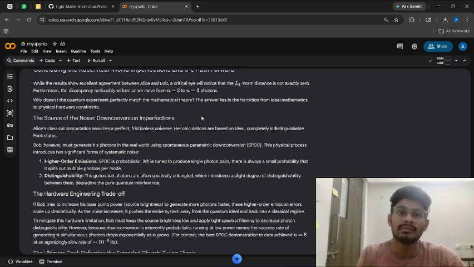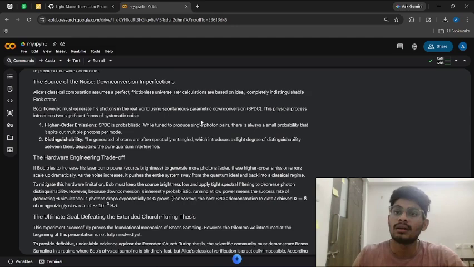So the experiment has a built-in conflict. Low pump power gives cleaner photons, but very low rates. High pump power gives better rates, but introduces more noise. And because SPDC is fundamentally probabilistic, the problem becomes much worse as the number of photons grows. The success probability drops rapidly with photon number.